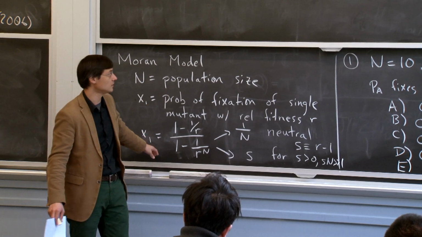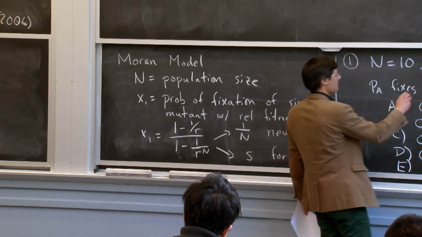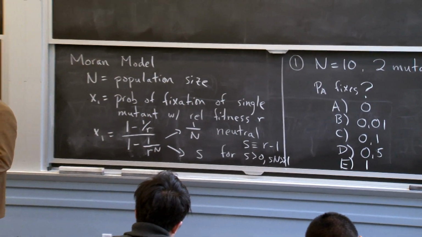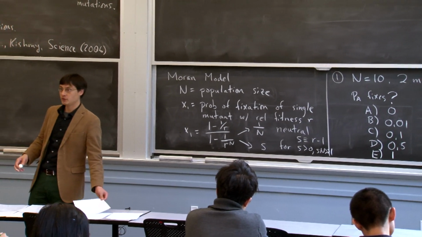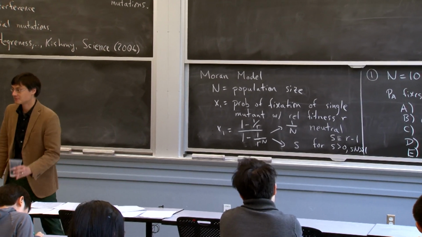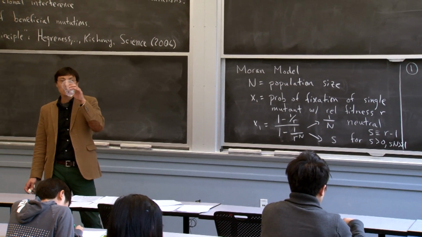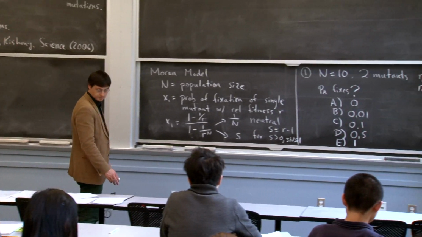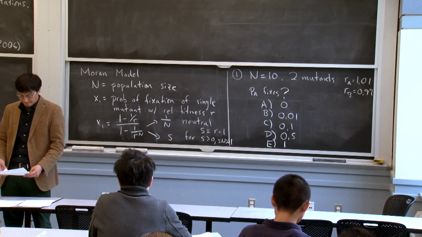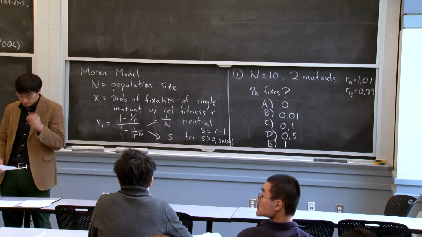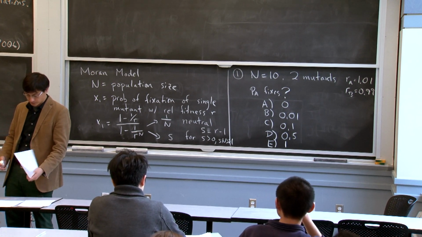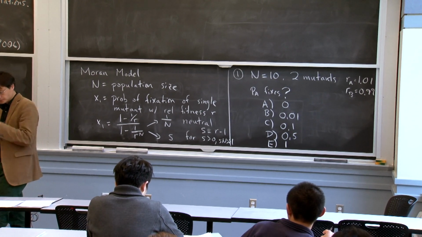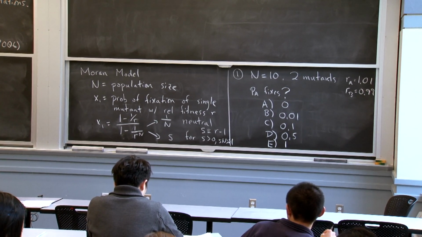In the Moran model, what is the probability that A fixes? I'll give you 20 seconds to think about it. Do you need more time?